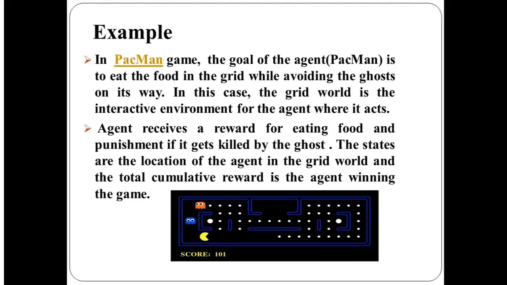For example, reinforcement learning can be best explained through games. In the Pac-Man game, the goal of the agent is to eat the food in the grid while avoiding the ghost on its way. In this case, the grid world is the interactive environment for the agent where it acts. The agent receives a reward for eating food and punishment if it gets killed by the ghost. The states are the location of the agent in the grid world, and the total cumulative reward is the agent winning the game.